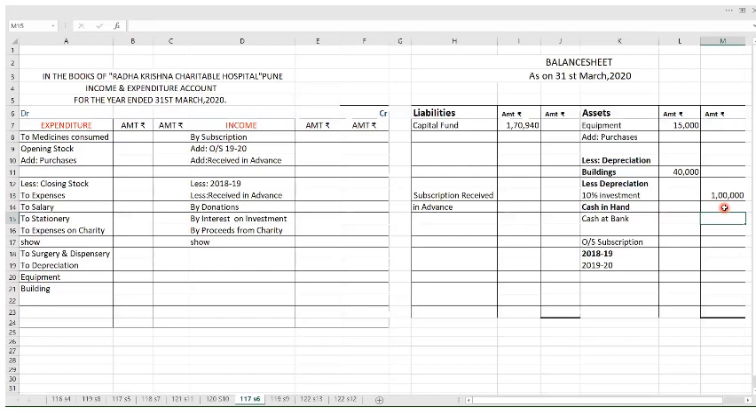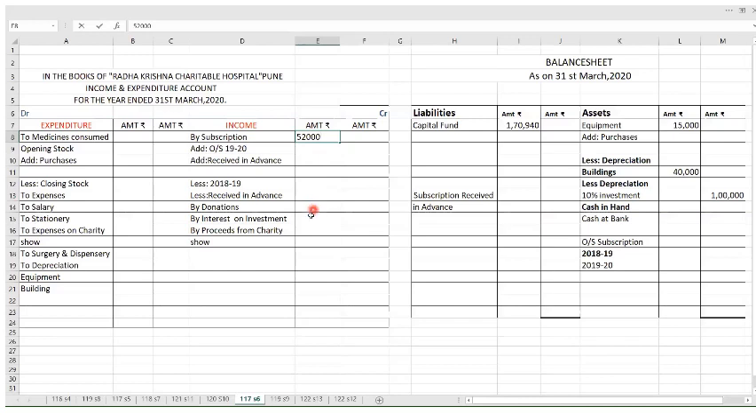Then we're going to transfer the receipts and payment account. So the balance brought down, we're not going to consider that. Then the next one is to subscription. It will transfer to the income side by subscription, 52,000 in the inner column. Then next leave 6-7 lines because there are many adjustments.